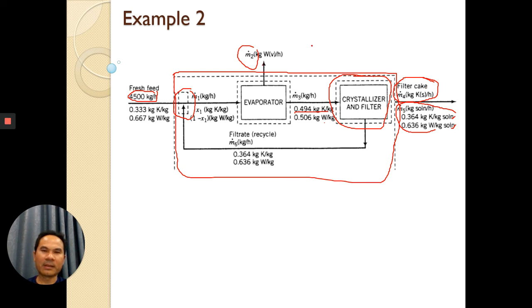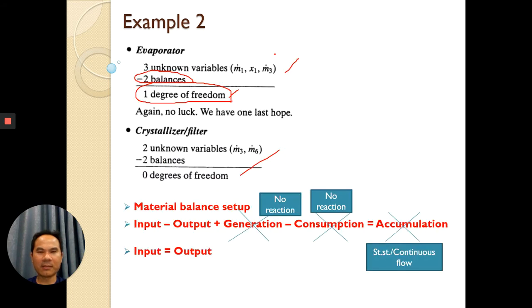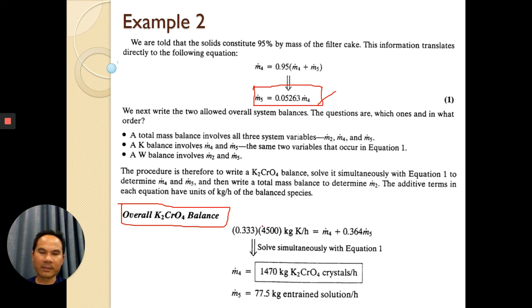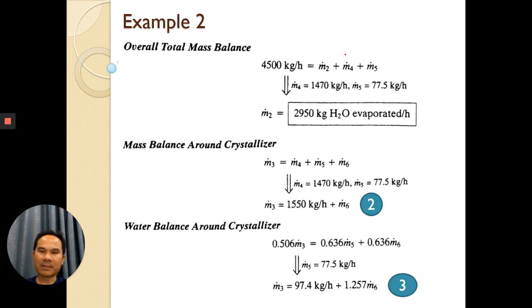There is no potassium chloride in this stream. It's only water. Okay, we have this. This is the feed. This is a crystal. It is a solution. And then you solve equation 1 and this equation simultaneously, because you substitute M5 like this. You can solve M4, and then you substitute M4, you can solve M5. You know M4 and M5 already. And then you solve the overall mass balance.